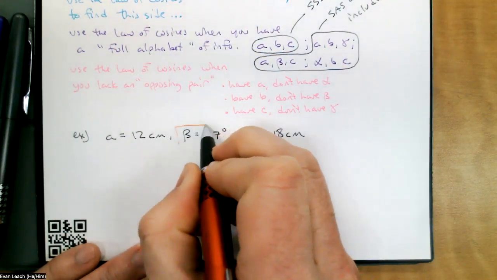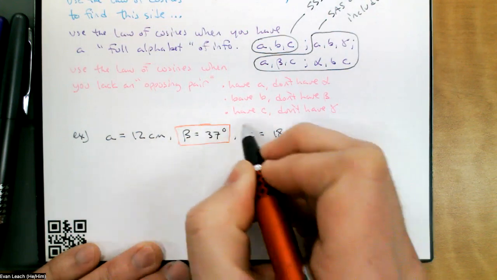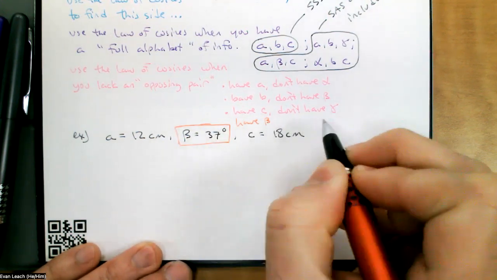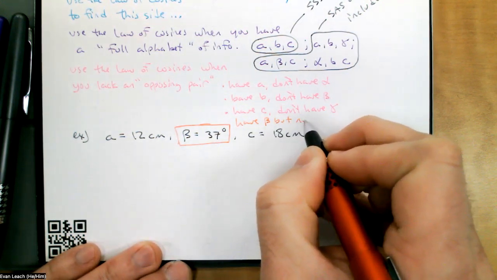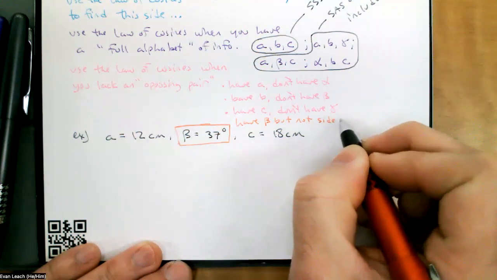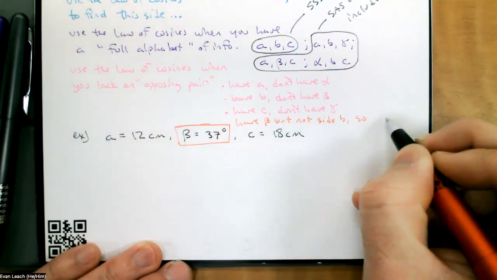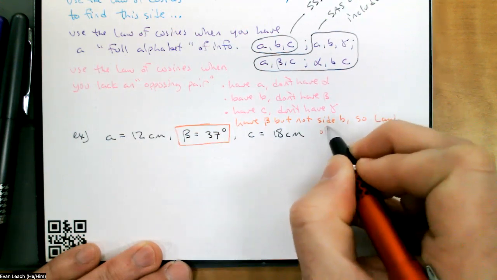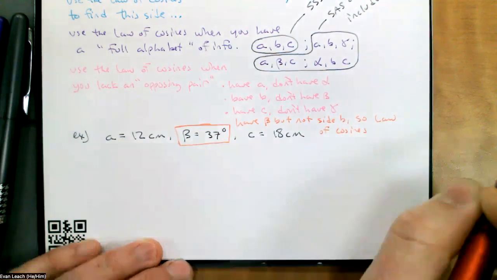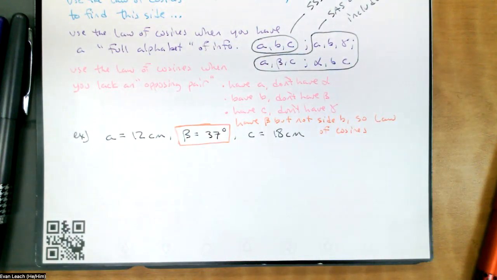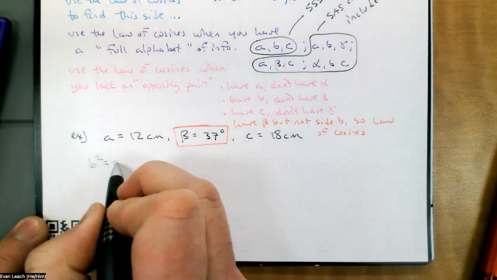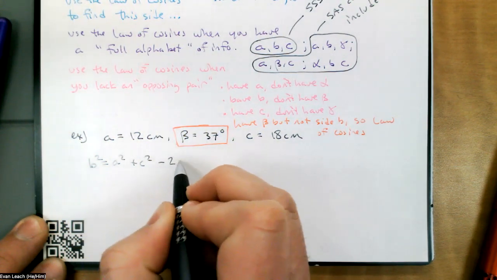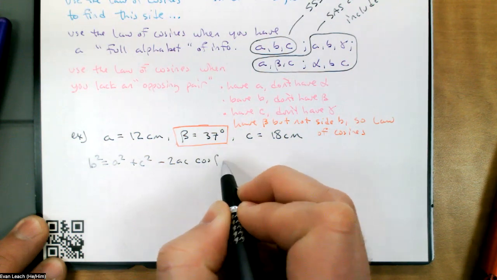So this is what's telling me my first step. We have one angle, beta, but not B. So I'm going to use the law of cosines. I'm going to write down the law of cosines that has the beta in it. So B squared is equal to A squared plus C squared minus 2AC times the cosine of angle beta.